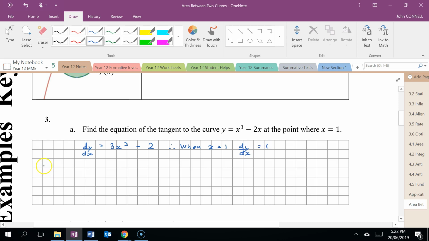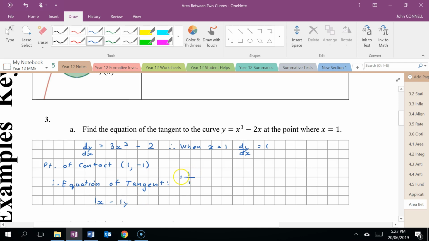And then we also need the point of contact. So when x equals 1, the function is just going to be 1 cubed take 2 by 1. So it's 1 take 2, so it's minus 1. So therefore, the equation of the tangent, and there's many ways you could do this. This is the way I do it, but you're free to use whatever method you would use. So I take this idea of the slope being 1 on 1. So it's 1x take 1y. So that's the coefficient of x.